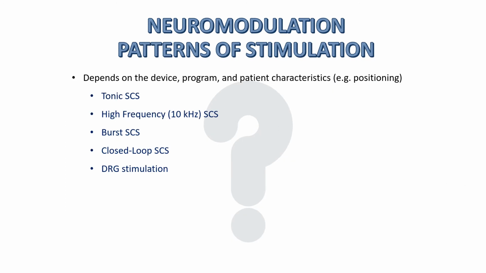Patterns of stimulation largely depend on the device, the program, and patient characteristics such as positioning. A few examples of patterns of stimulation include tonic spinal cord stimulation, high-frequency spinal cord stimulation, burst, closed loop, and then dorsal root ganglion stimulation.